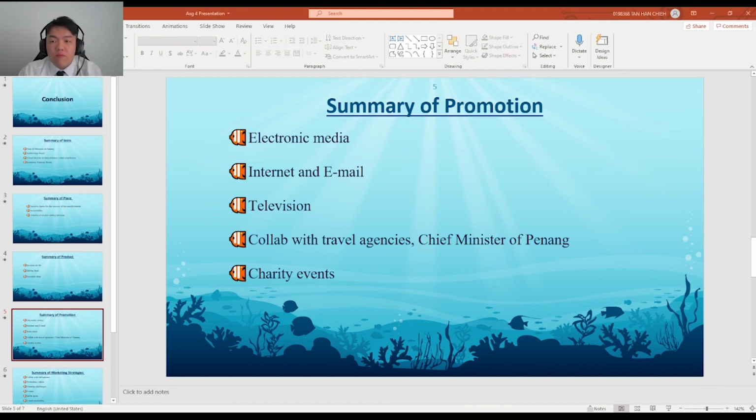Next, we will also collaborate with travel agencies to increase our ticket sales, and we would also like to use the fame of public figure such as Chief Minister of Penang, which is Mr. Chow, to serve as our publicity ambassador. Last but not least, for promotion, we will also participate in charity events such as donating to orphanages and many other more. This is because our team believes that true charity is about sharing and giving without asking back anything in return.